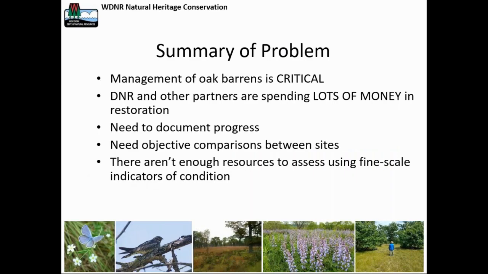So a summary of the problem: we know that management of oak barrens is really critical. They're globally imperiled. They support a lot of rare species. It's a priority for the department and for other partners. We know that the DNR and other partners are spending a lot of money on restoration, and so we need to document progress of restoration and effectiveness. We need ways to objectively compare between sites to help with prioritization. But we also know that there aren't enough resources to assess barrens and monitor using fine scale indicators of condition. Those types of resources being time, botanical expertise, and money.